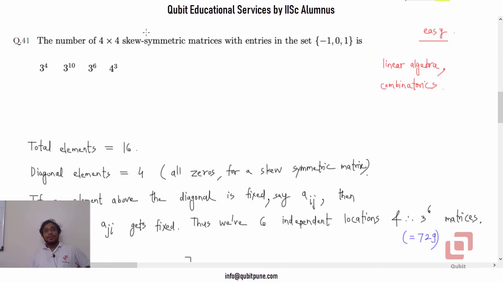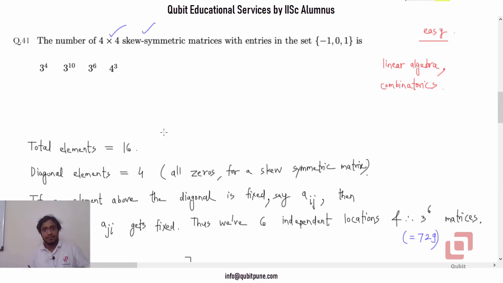Okay, question number 41, a problem on counting principles or combinatorics and linear algebra put together. The number of 4x4 skew-symmetric matrices with entries in the set -1, 0, 1 is: 3 to the power 4, 3 to the power 6, 3 to the power 3, or 4 cubed. Now this is also a very simple problem. I didn't find anything challenging here. If you have the basic understanding of what a skew-symmetric matrix is, what its definition is, and the counting principles, the multiplication principle in particular, then you can very easily solve the problem.